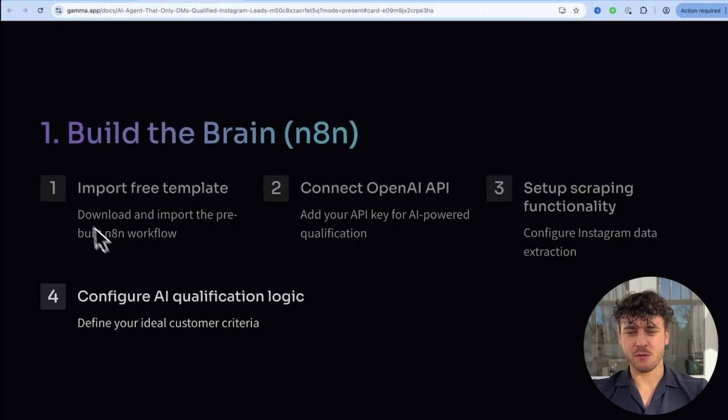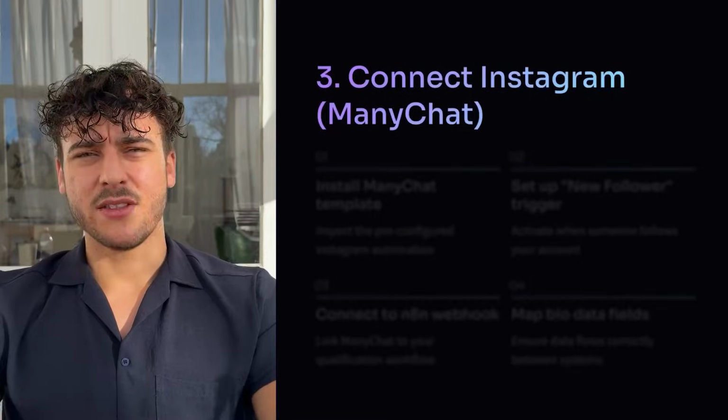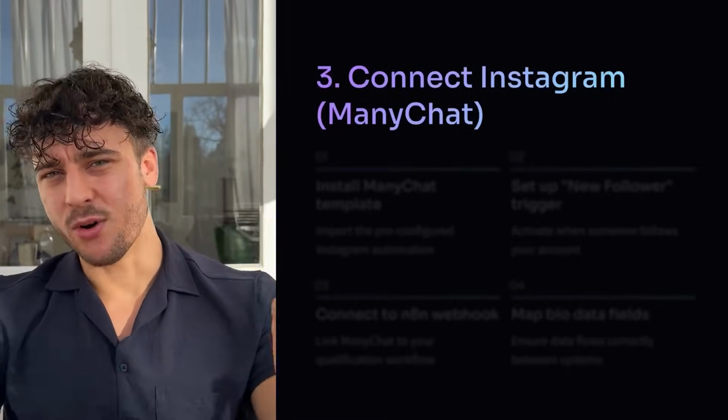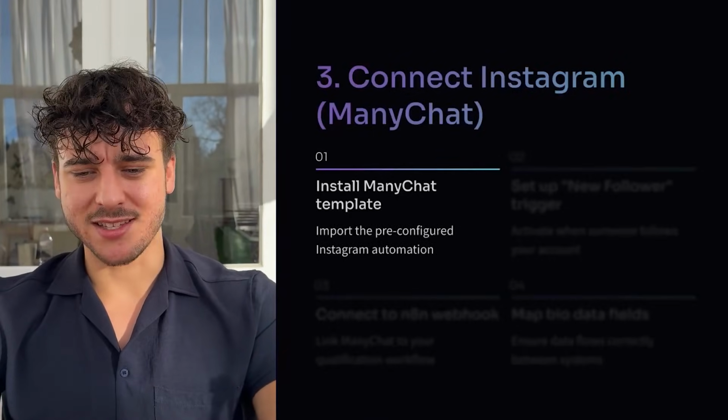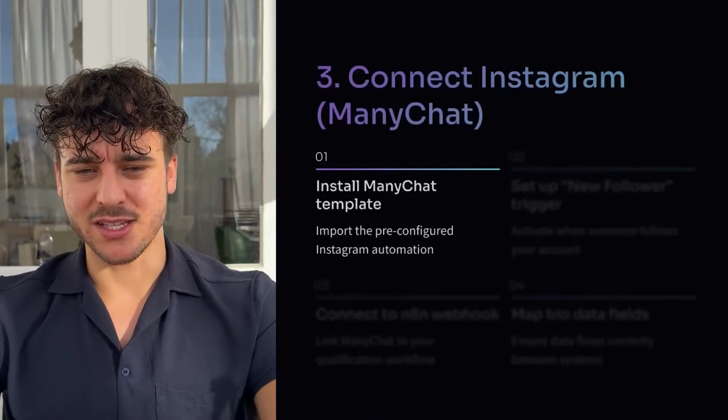Now, once we've done that, we've pretty much set up our N8N template. There's just one final element missing. We've connected OpenAI, we've set up the scraping functionality, and we have the AI qualification logic defined. Now, the next step is going to be to connect our Instagram using Manychat. And for this, we're going to need to install the Manychat template to get the pre-configured Instagram automation.